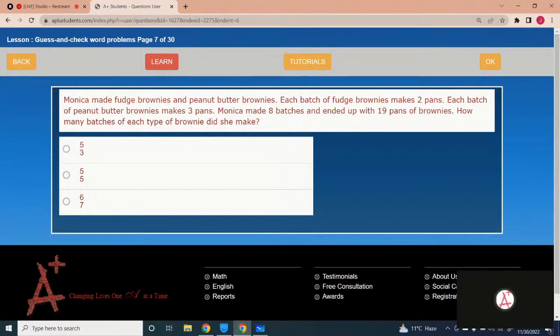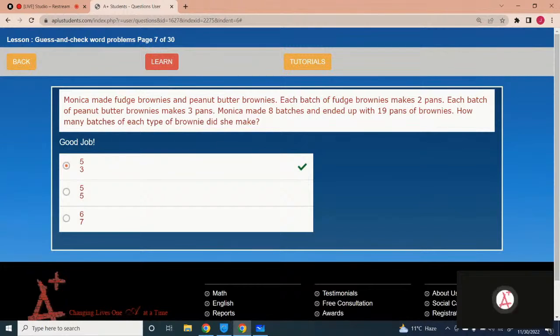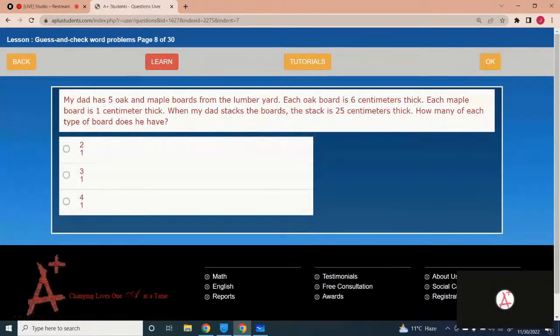Which is the correct option? Only 5 plus 3 makes 8. The rest of the options, 5 plus 5 makes 10 and 6, but they already told us 8 batches. So 5 plus 3 makes 8. So the correct option is 5 plus 3. Got it? Okay, you can complete the test by yourself.